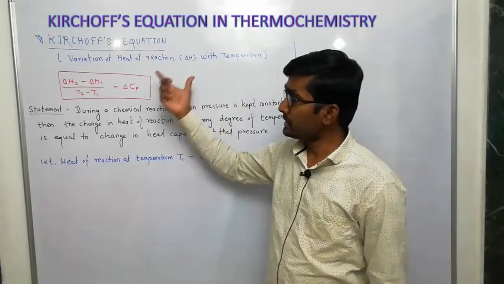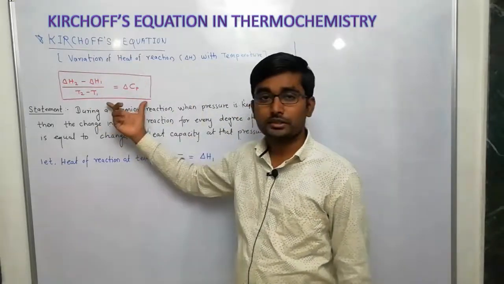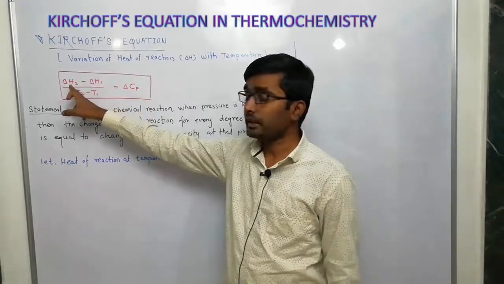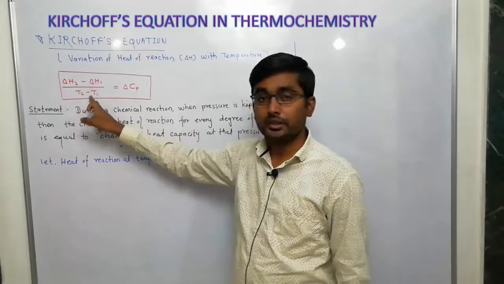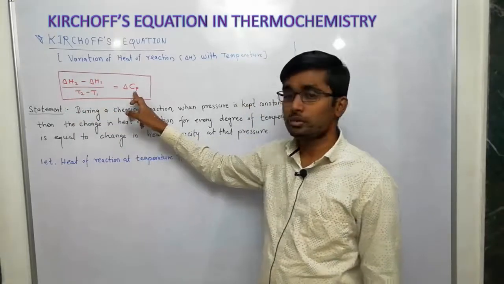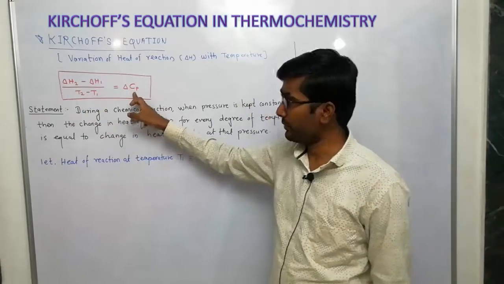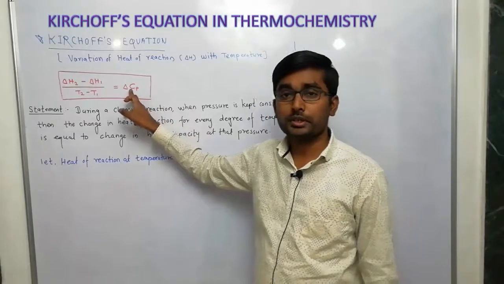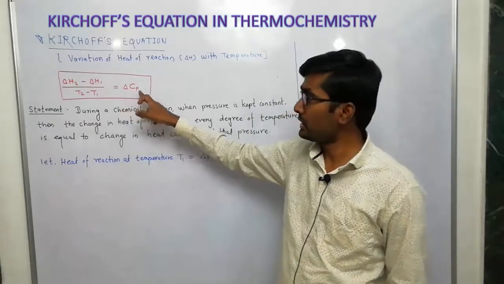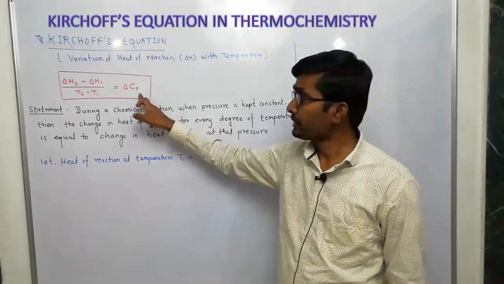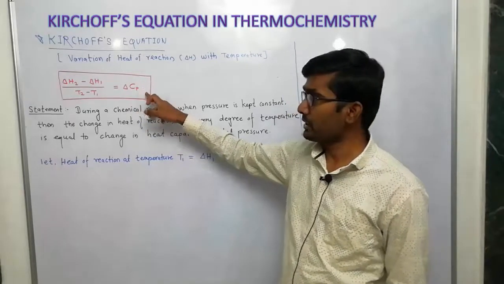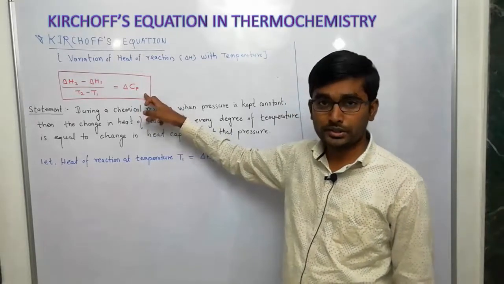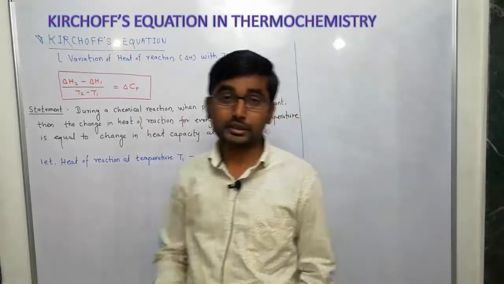And this is the famous Kirchhoff equation, which shows that the difference between heat of reaction at two different temperatures is always equal to the change in specific heat capacity. This Cp stands for heat capacity, capital C for heat capacity and small p for pressure. We will learn how to derive this equation mathematically.